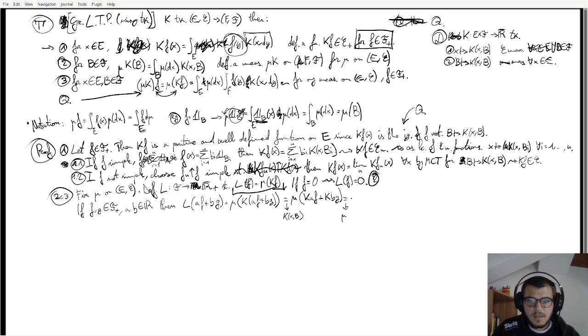But in any case, mu of kaf is a mu kf plus b mu kg, and this is nothing but a L of f plus b L of g. And I don't know what is the role of this step. Question: what is the role of this step in the proof?